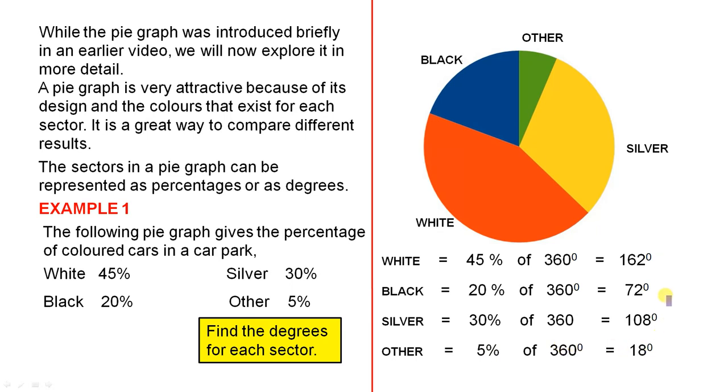So when we add all the degrees for the 4 sectors, we get 360 degrees, which gives you the full circle.